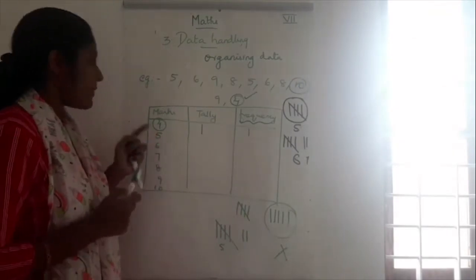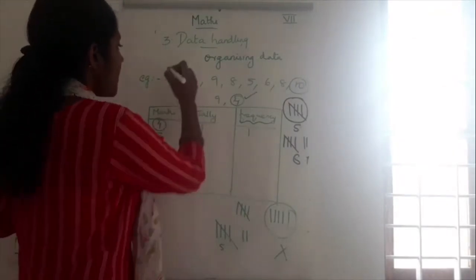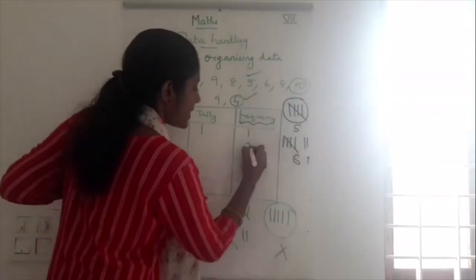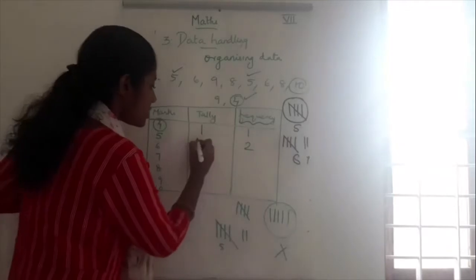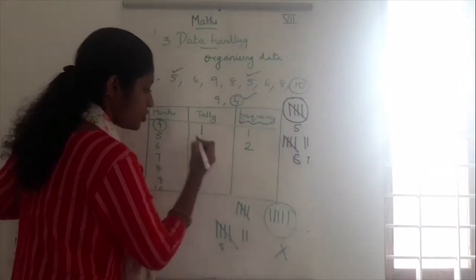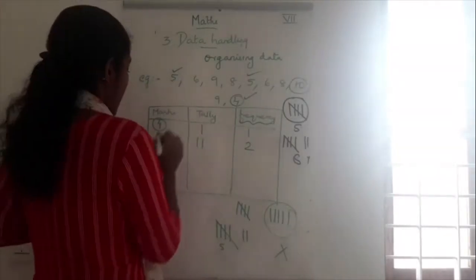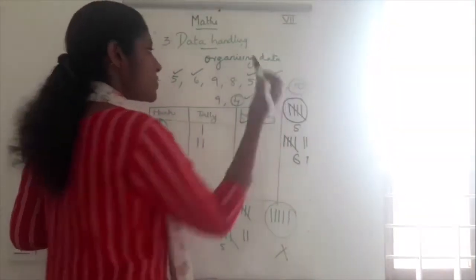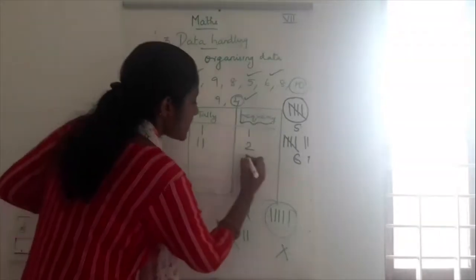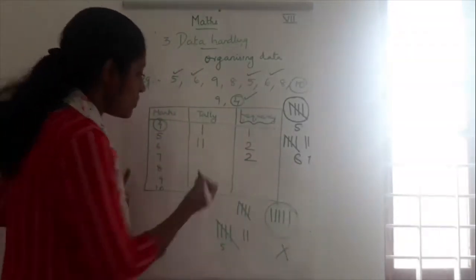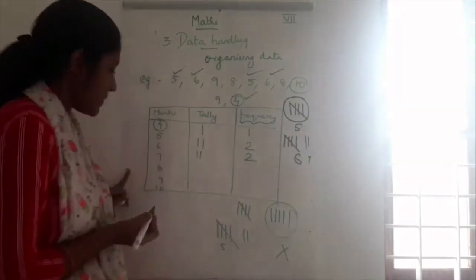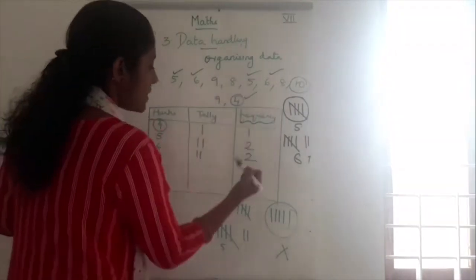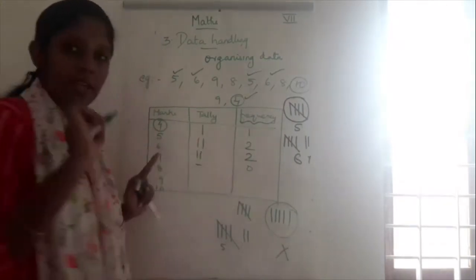Next number is 5. How many students scored 5 marks? 1 and 2. 2 students scored 5 marks. We will write the frequency as 2 and we will draw the tally mark as 1, 2. Okay. Then how many students scored 6 marks? 1, 2. 2 students again scored 6. So we will write the frequency as 2 and the tally mark 2. Then how many students scored 7? Nobody has scored 7, so we will write a nil here.